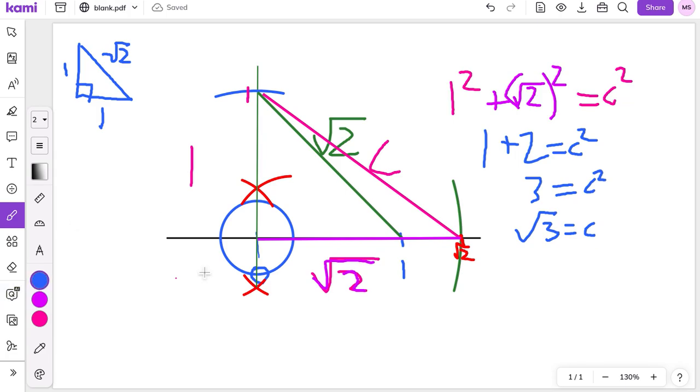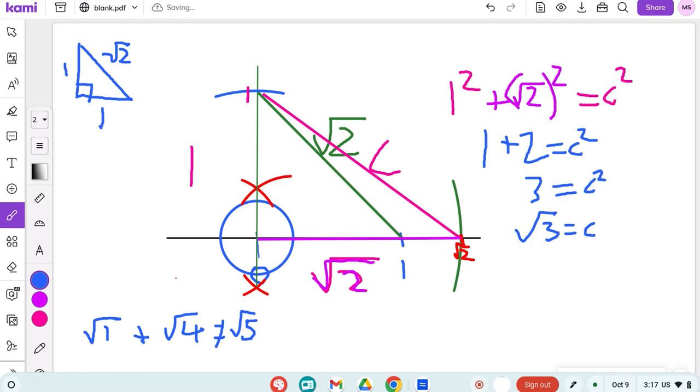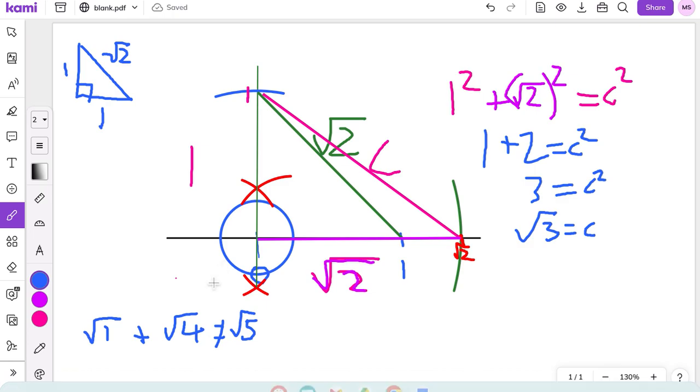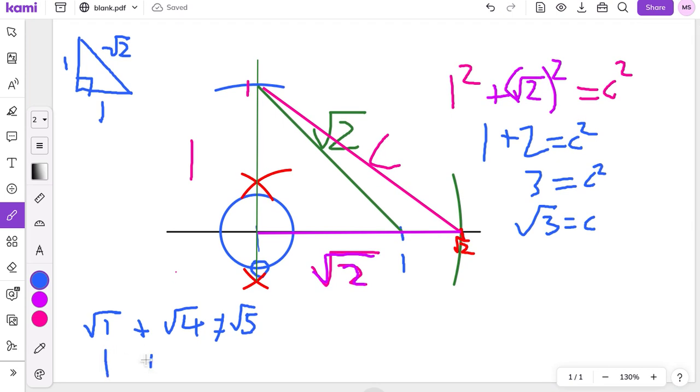One lesson I like to remind everyone is that square root of 1 plus square root of 4 is not the square root of 5. It doesn't work, right? Because, as you know, square root of 1 is just 1, and square root of 4 is just 2, and they add up to 3, which is actually the square root of 9, and that is definitely not the square root of 5.